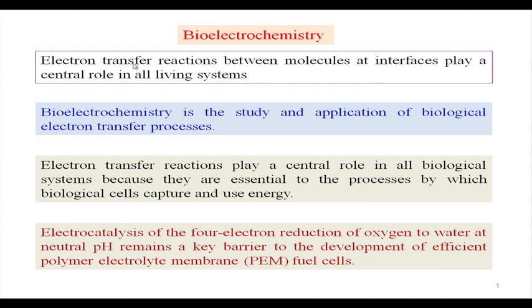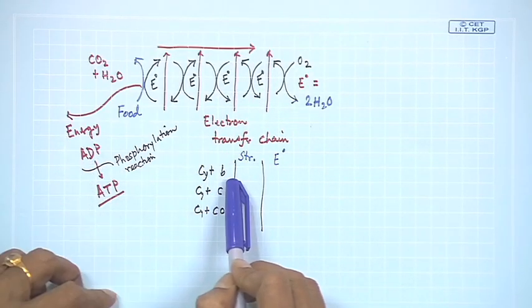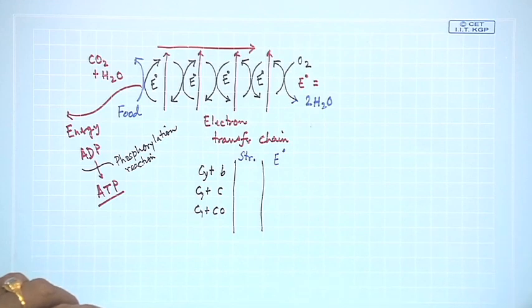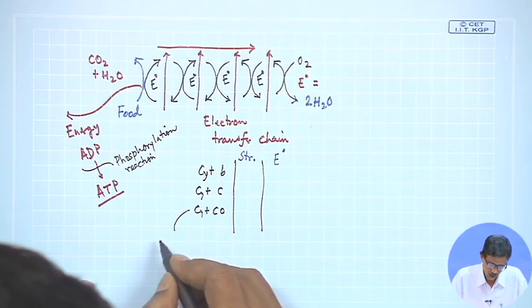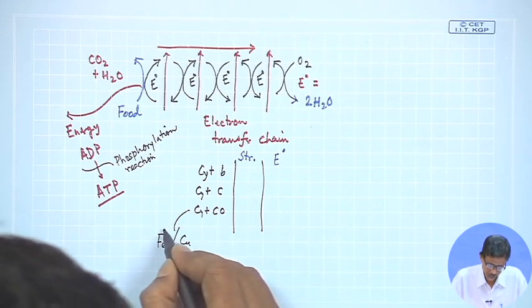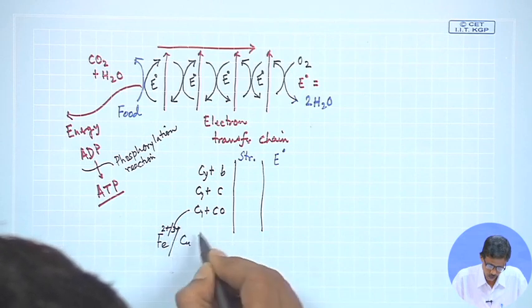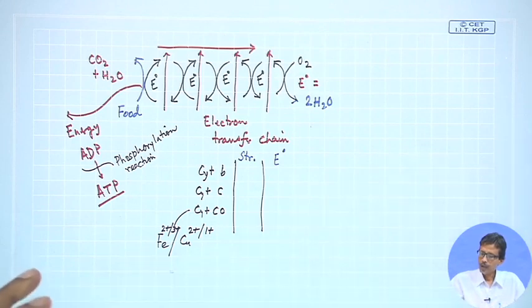So, the keywords here are electron transfer, bioelectrochemistry, and one more thing, the electrocatalytic aspect, because these cytochromes, we all know, some of them contain metal ions. So, they are metalloenzymes, we call them. This cytochrome C oxidase has an iron center and a copper center. Iron cycles between 2 plus and 3 plus, and copper between 2 plus and 1 plus. So, this basically goes for these things.